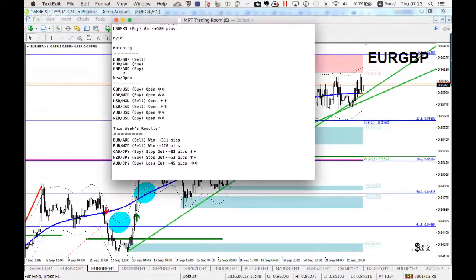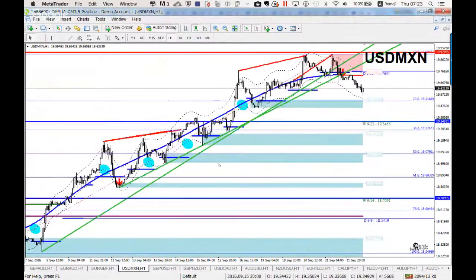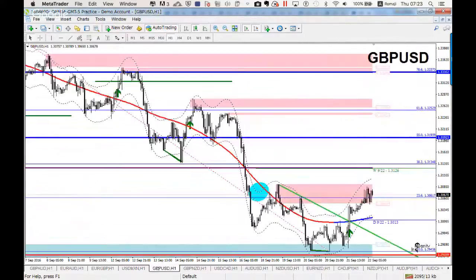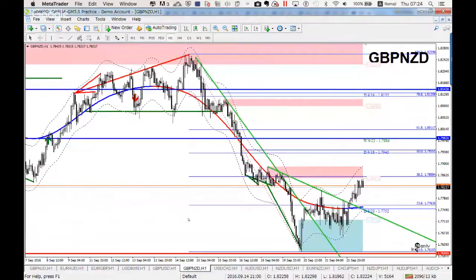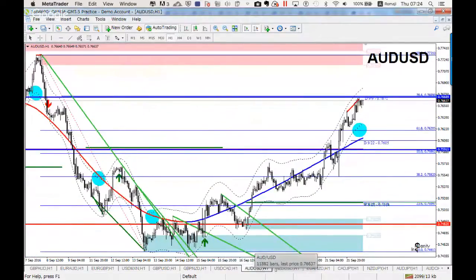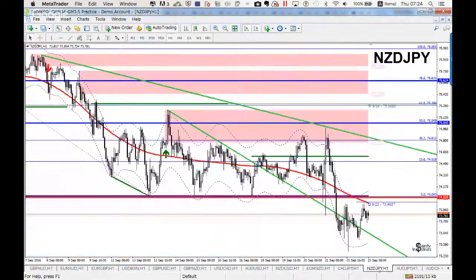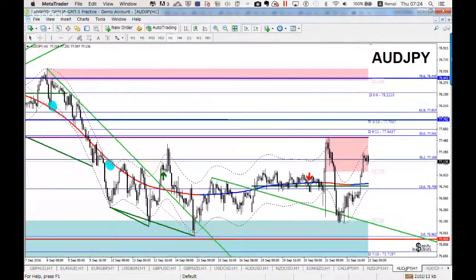And these are really the only three that we're watching through the end of the week. I'm not really going to add anything new. I'm going to manage out what we have open and pending already on our list and our trade plan. Dollar peso is open. Pound dollar is open. Pound newsy is open. Dollar CAD, move stop to break even. Aussie dollar almost to target. Newsy dollar. Euro newsy's closed. CAD yen is closed. Newsy yen is closed. Aussie yen is closed.